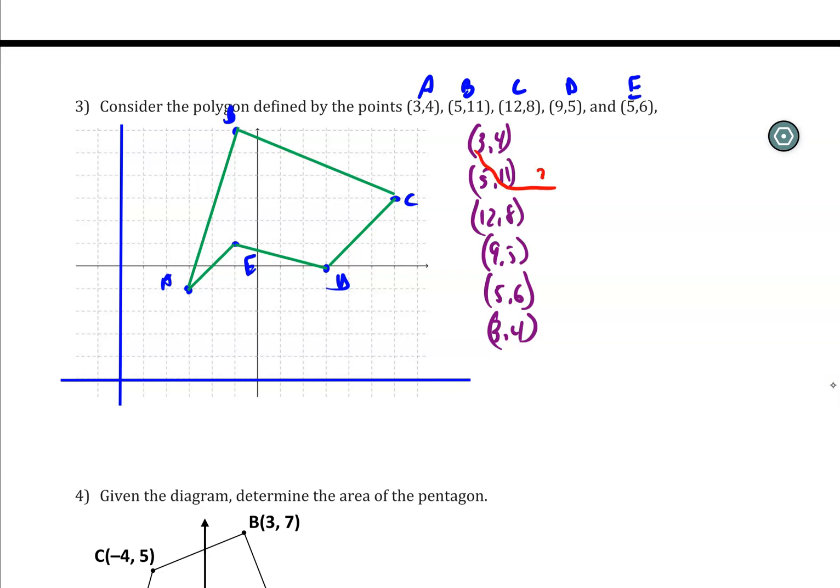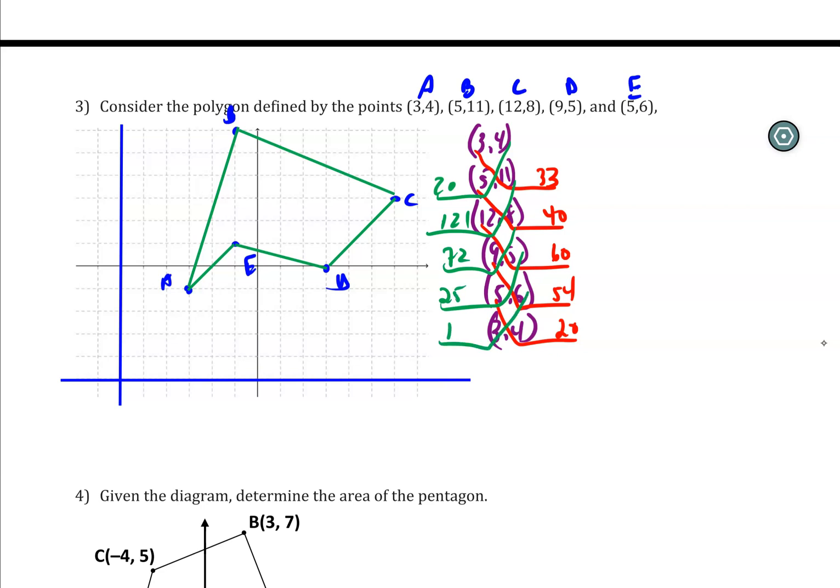So 3 times 11, 33. 5 times 8 is 40. 12 times 5 is 60. 54. 20. All right, let's do the other way. I've got 20, 121, 72, 25, 18. From there, all right. Oh, actually I have one calculation error. 11 times 12, that's 132, not 121, sorry, I read that wrong.